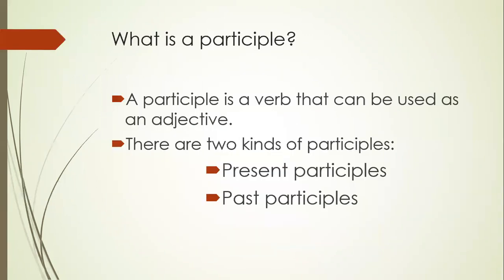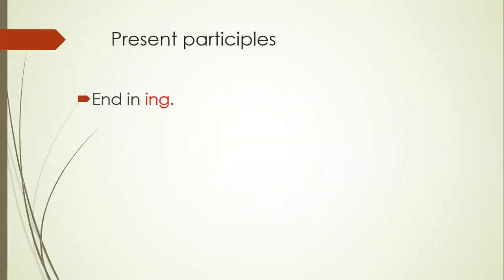Let's begin. So what is a participle? A participle is a verb that can be used as an adjective. So the verb is modified, it changes to become an adjective to describe a noun. There are two kinds of participles that you need to know, present and past participles. The present participles end in ing.